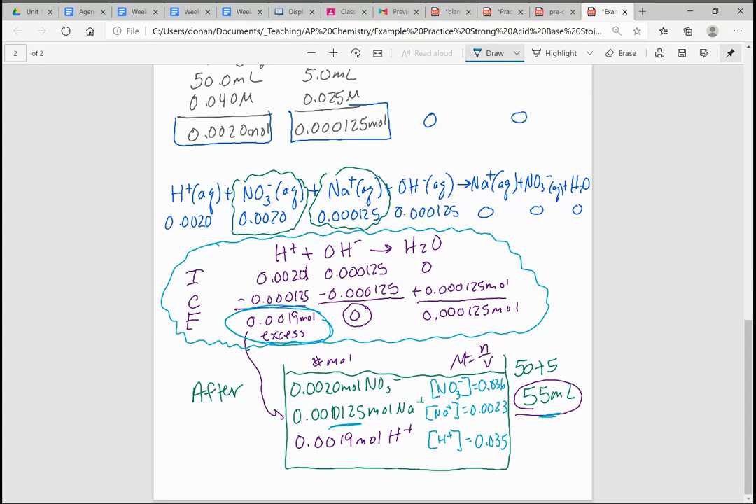You would end up with 0.036 molarity of nitrate, 0.0023 molarity of sodium, and 0.035 molarity of hydrogen. And by the way, this solution is still acidic because remember, an acid is a solution that has the presence of H+ ions in it. So we didn't neutralize the acid. We neutralized a little bit of the acid, but there's still a lot of H+ ions floating around in that solution.